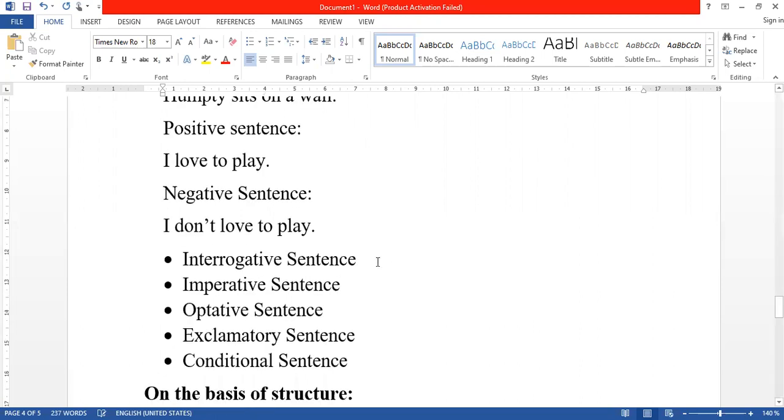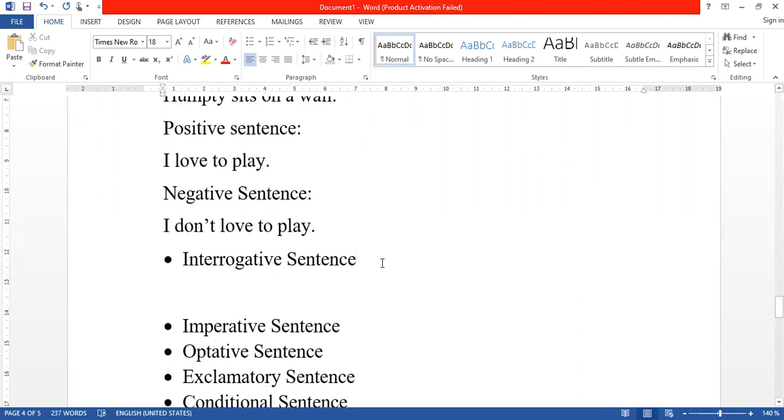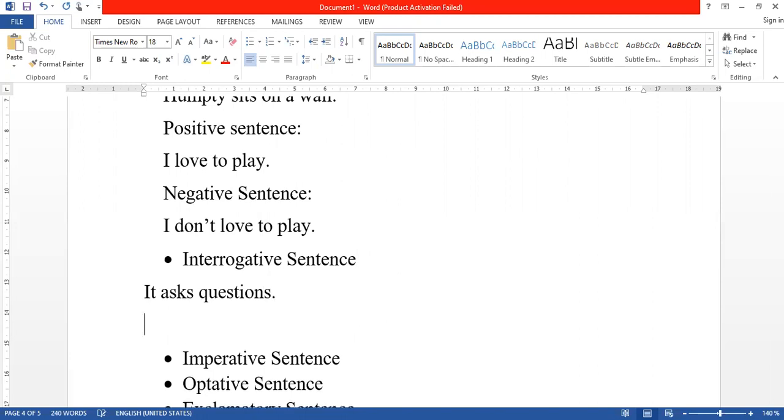That's the interrogative sentence. The interrogative sentence asks questions. What are the question types? How many types of questions do we have? Does anybody know? Please respond to me. There are two types of questions.